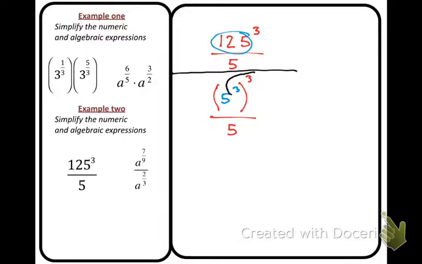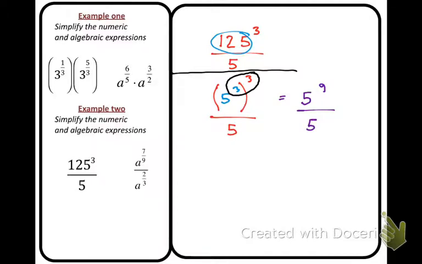Now, looking at this problem here, we have an exponent raised to an exponent: 5 to the third power raised to the third power. The rule is when you have an exponent raised to an exponent, we multiply those two numbers. So this 3 and 3 get multiplied together. So this is actually 5 to the 9th power, divided by 5.